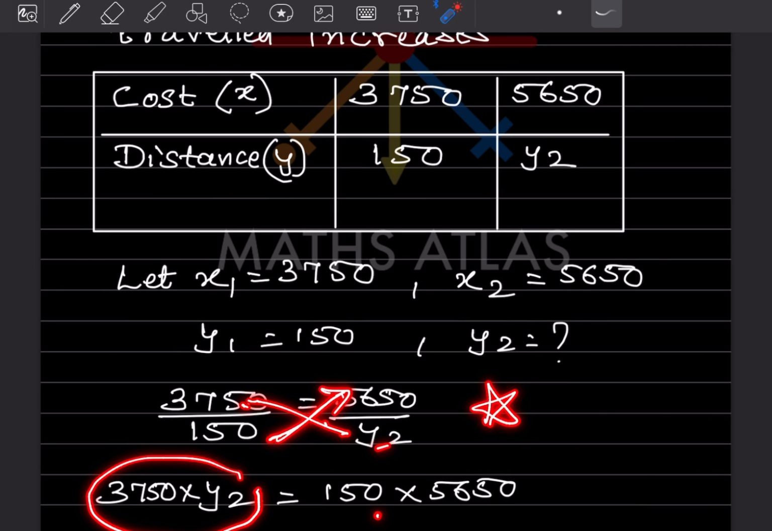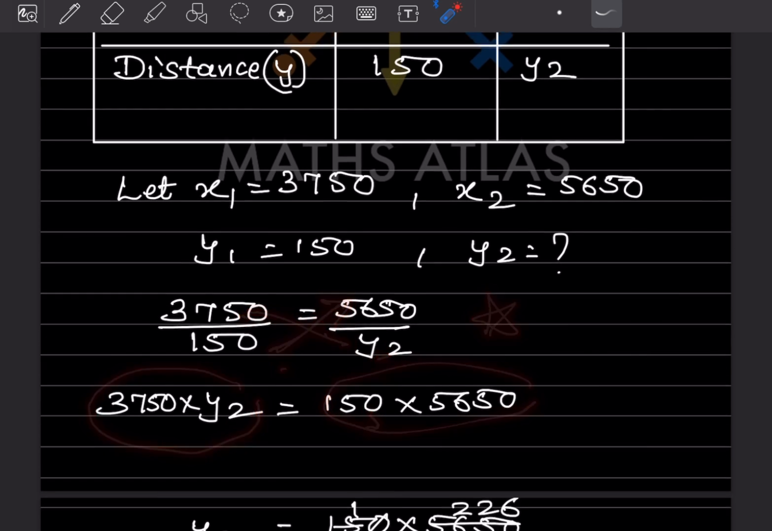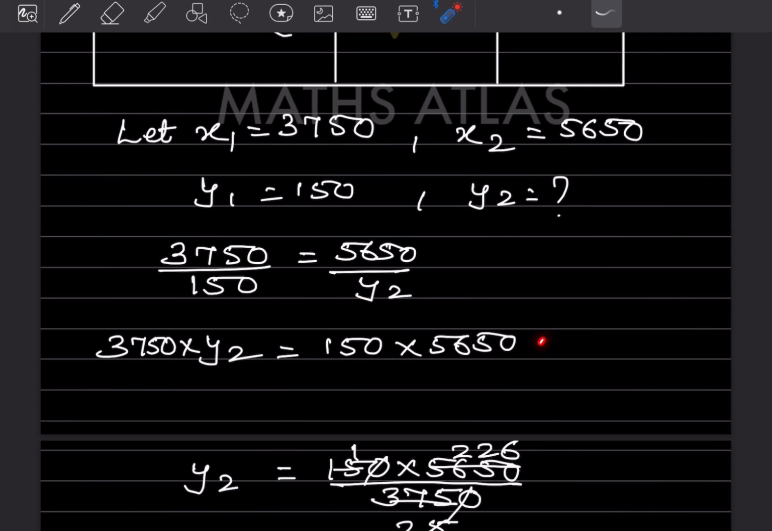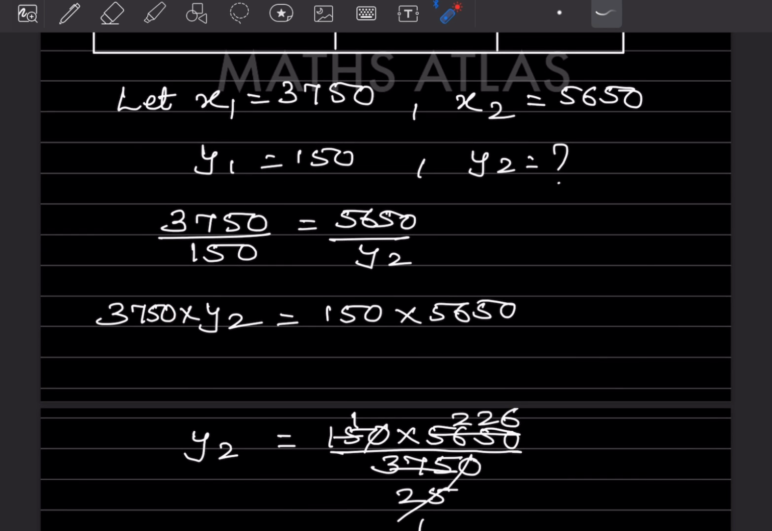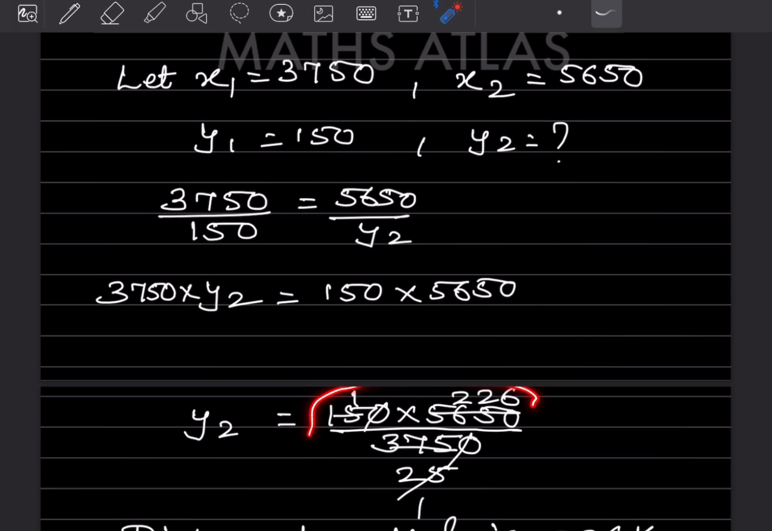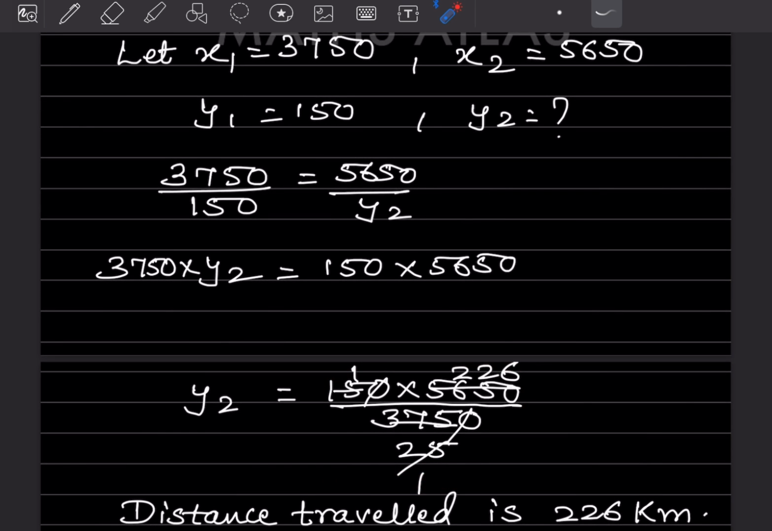150 will go the other side, that is going to go on the right hand side. So now we want y2. So what will you write? This right hand side as it is, and here we are going to divide it by 3750. So after simplifying this, you can simplify and see here. So that is, we get this as 226 kilometer.